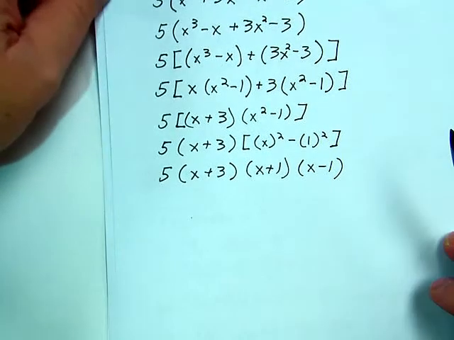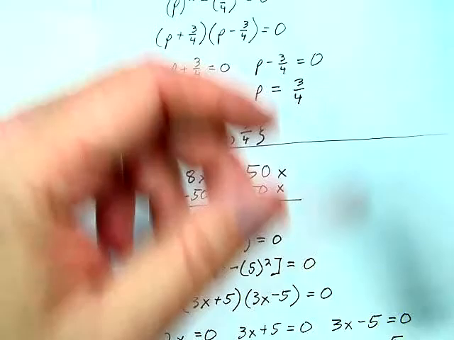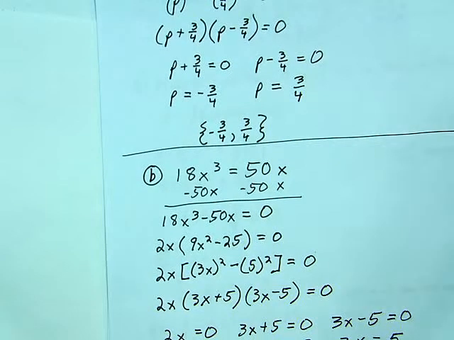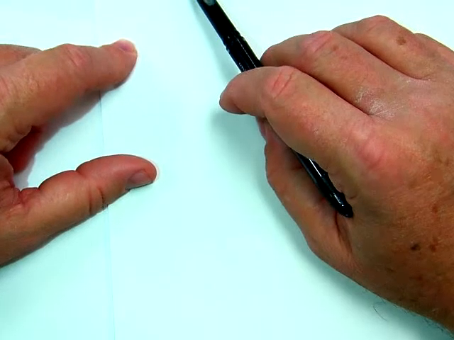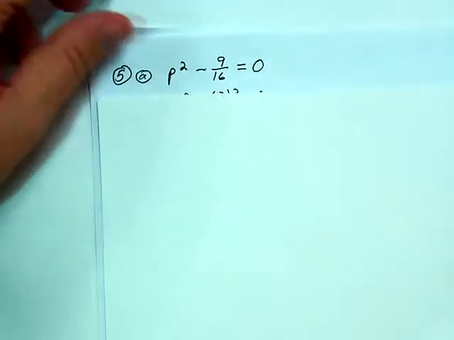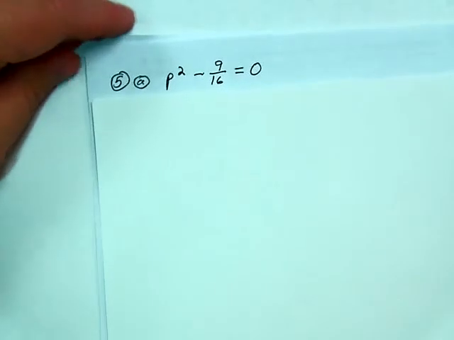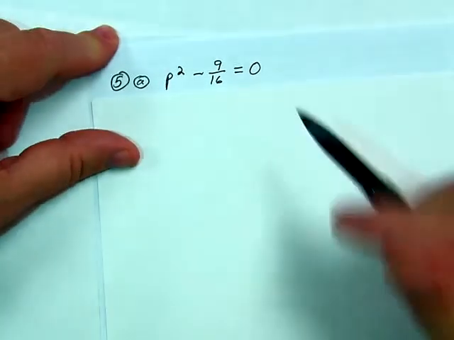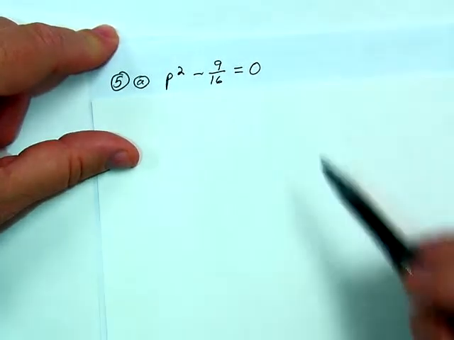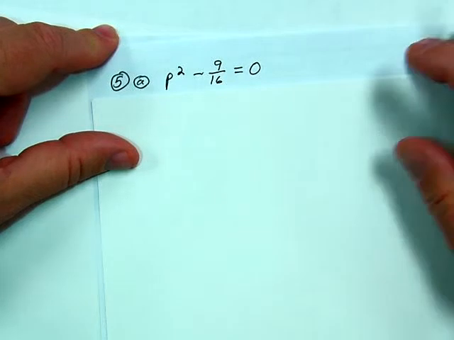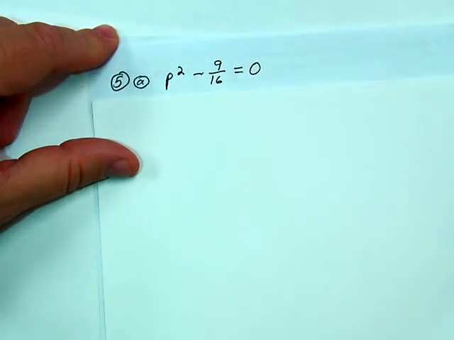Now let's take a look at number 5. On number 5, we have a fractional problem. We have right off the bat p squared, let me get it down on the board here, p squared minus 9/16 equals 0. Okay? And in this equation, they're asking us to solve for p. So let's take a look.